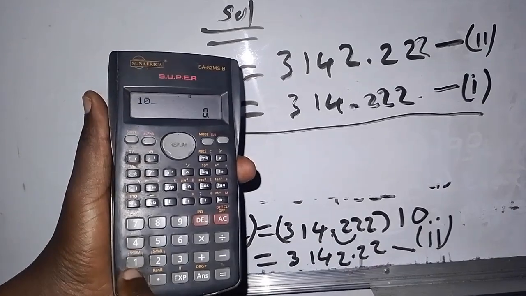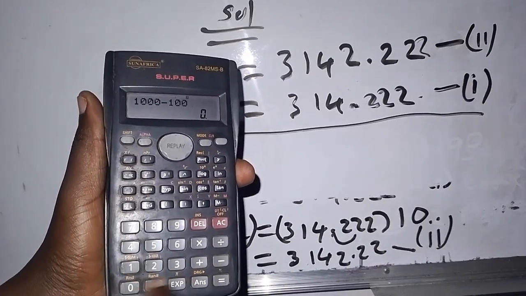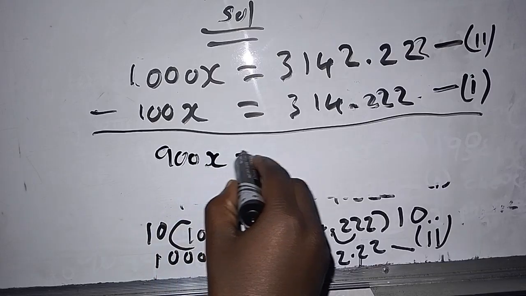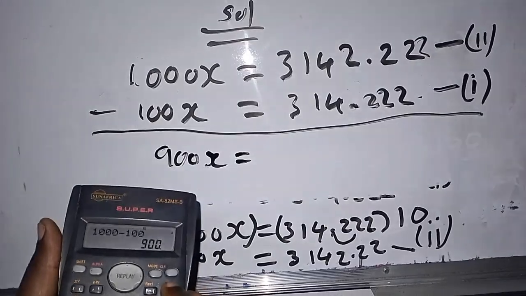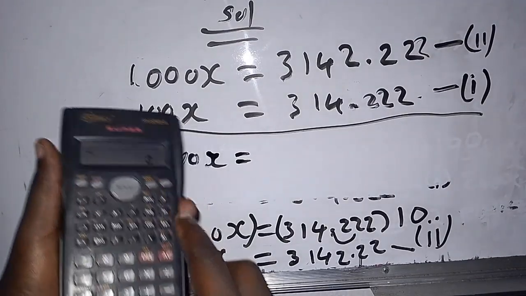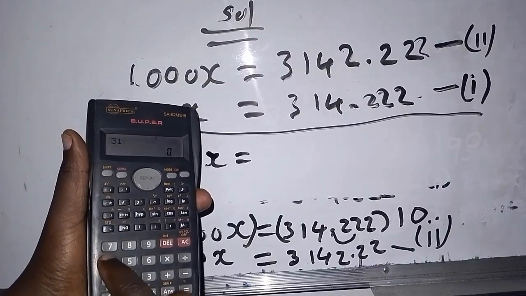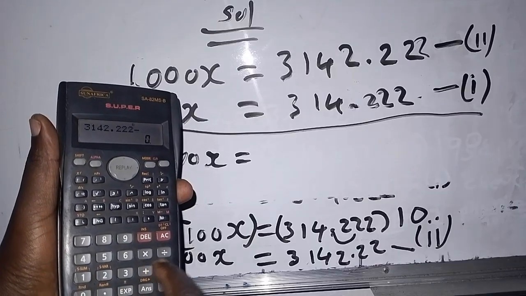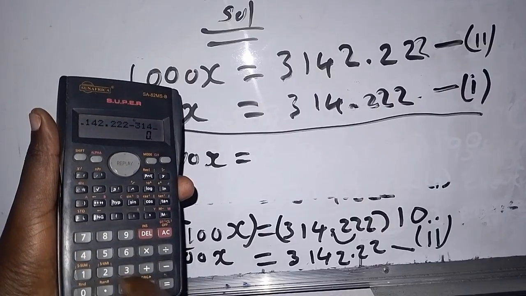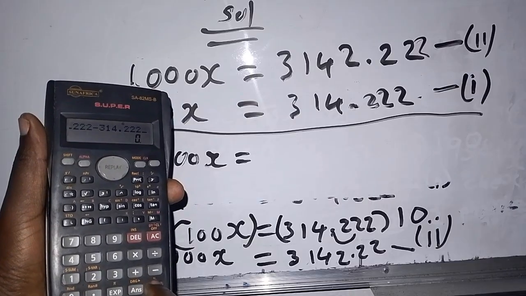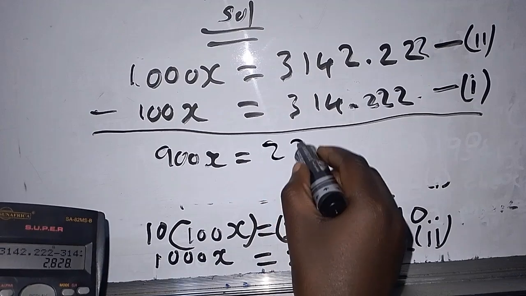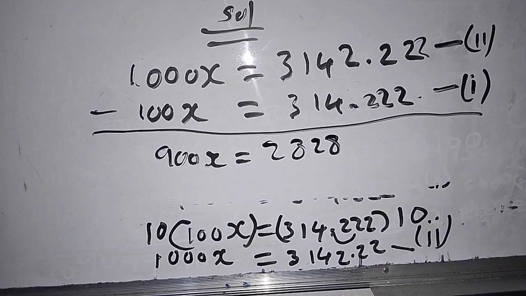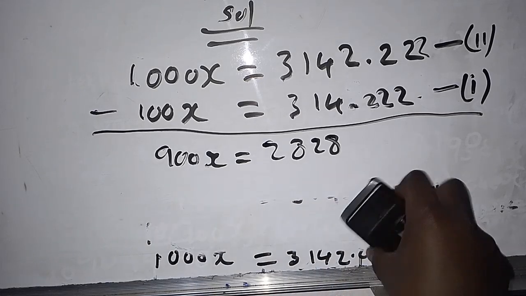From here, we can use a calculator so that it becomes faster. 1000 minus 100, we know it's 900. So we are going to have 900x equals what is on top, which is 3142.222 take away 314.222. We get this number, which is 2828.